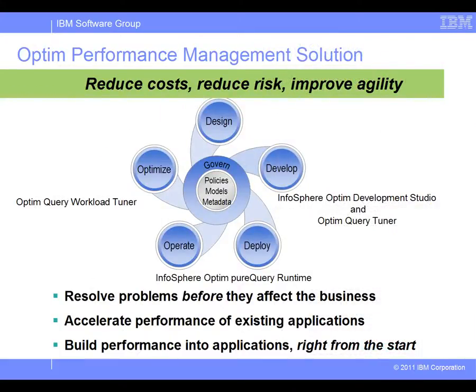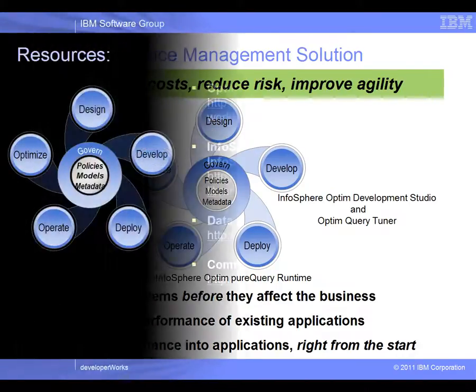We've seen how the performance management solution by InfoSphere Optim has helped the Great Outdoors Company reduce costs, reduce risk, and improve agility by enabling the staff to work collaboratively to resolve problems more efficiently and proactively, make existing applications faster and more stable, and build new applications that are streamlined and optimized for database access.